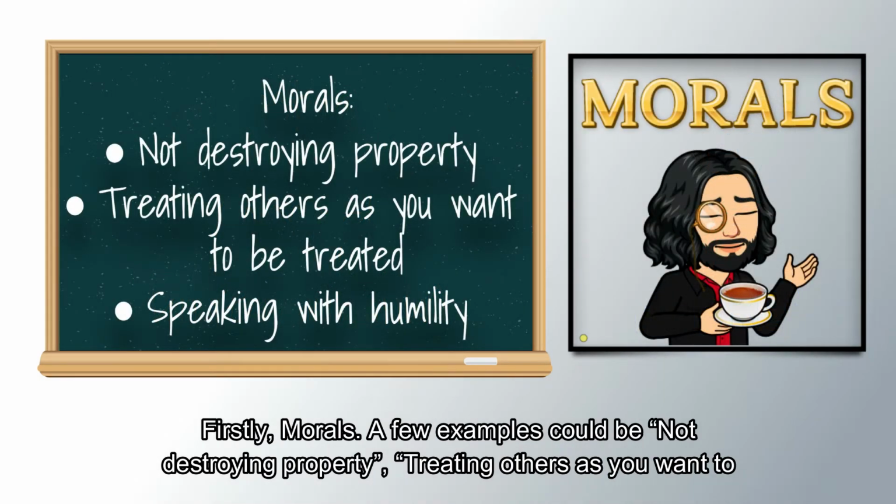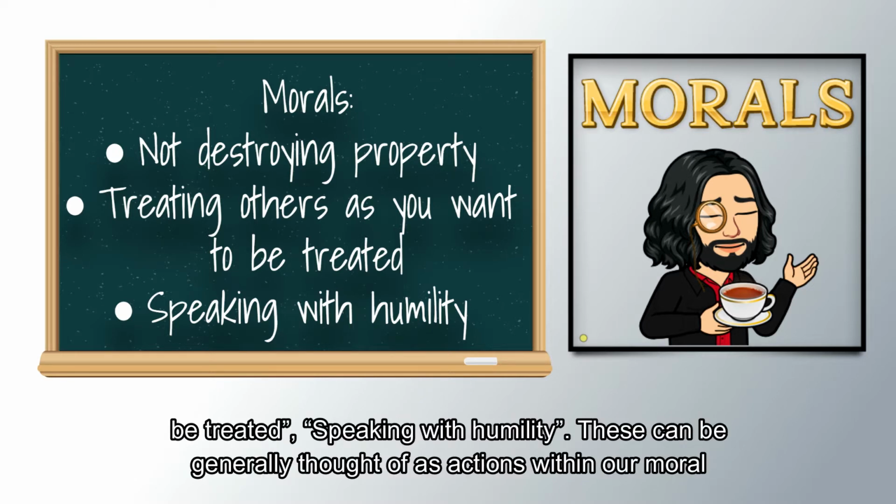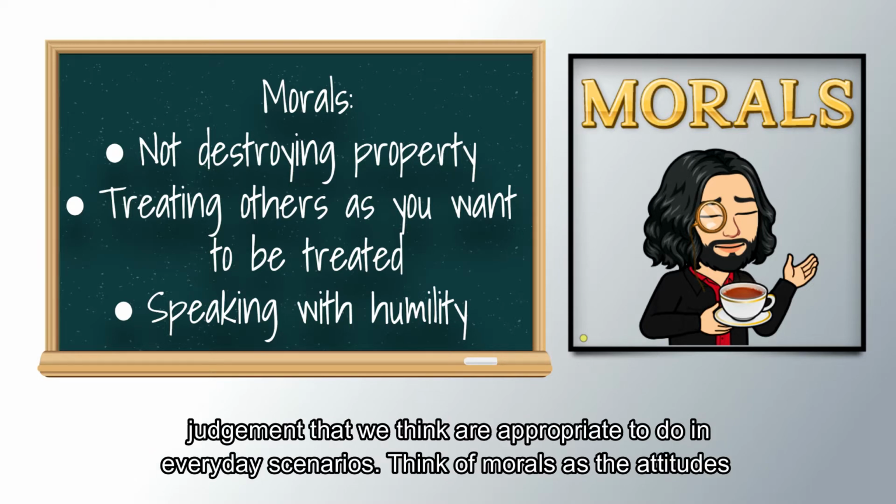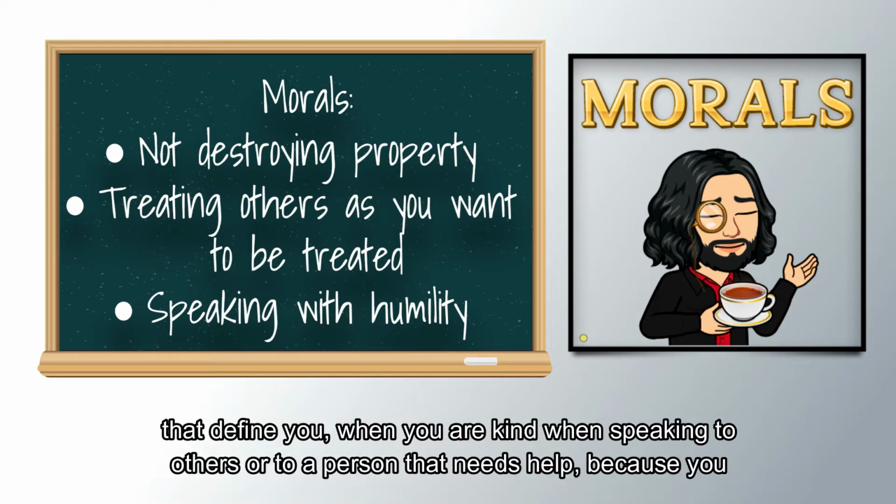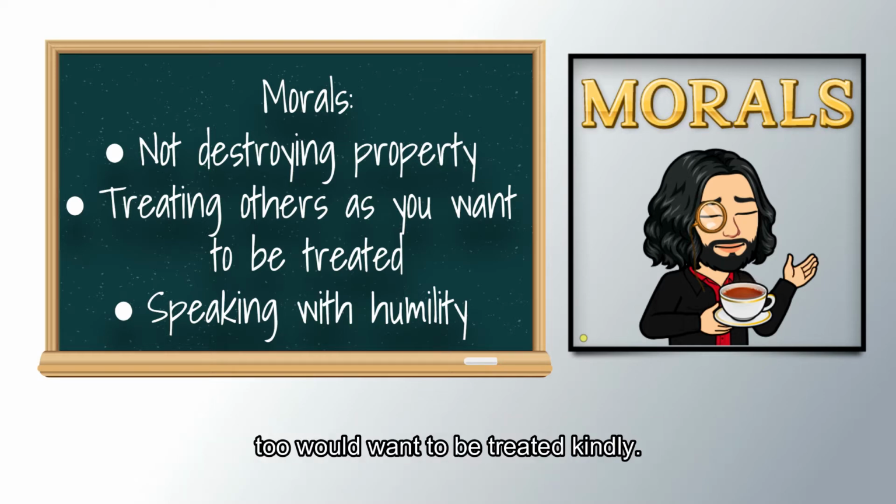Firstly, morals. A few examples could be not destroying property, treating others as you want to be treated, and speaking with humility. These can be generally thought of as actions within our moral judgment that we think are appropriate to do in everyday scenarios. Think of morals as the attitudes that define you. When you are kind when speaking to others or to a person that needs help because you would want to be treated kindly.